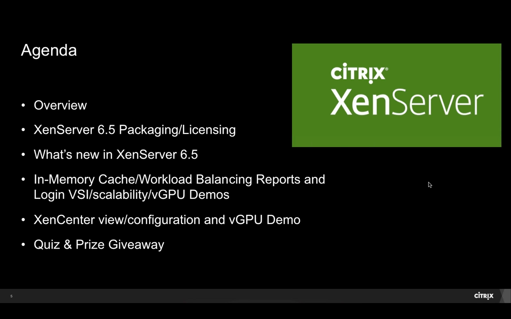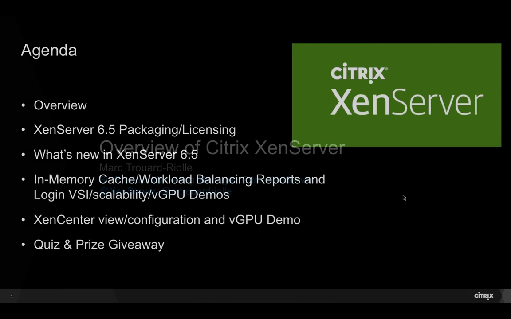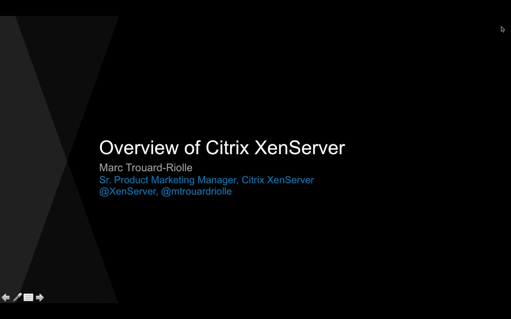Today's agenda is as follows. We'll have an overview, followed by XenServer 6.5 packaging and licensing information, then followed by what's new in XenServer 6.5, in-memory cache, workload balancing reports, and Login VSI, as well as scalability and vGPU demos, XenCenter view and configuration, and a vGPU demo, and a quiz and prize giveaway. So now I'm going to hand it over to Marc to give us an overview of Citrix XenServer.